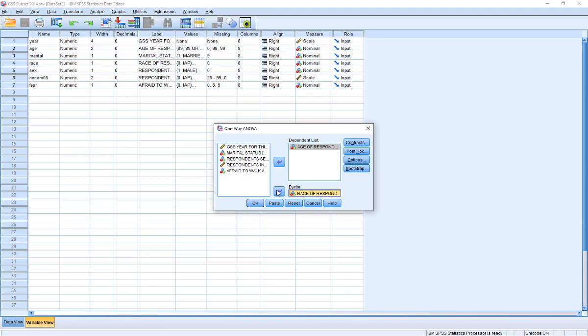Now, I'm going to purposefully do this. I'm going to simply click OK here, and you're going to see that we get some information, but not very much. You might notice on the right-hand side we have a lot more options than we did, for example, with our t-test, and there's a reason for that. But for the moment, let's just click OK and see what we get.